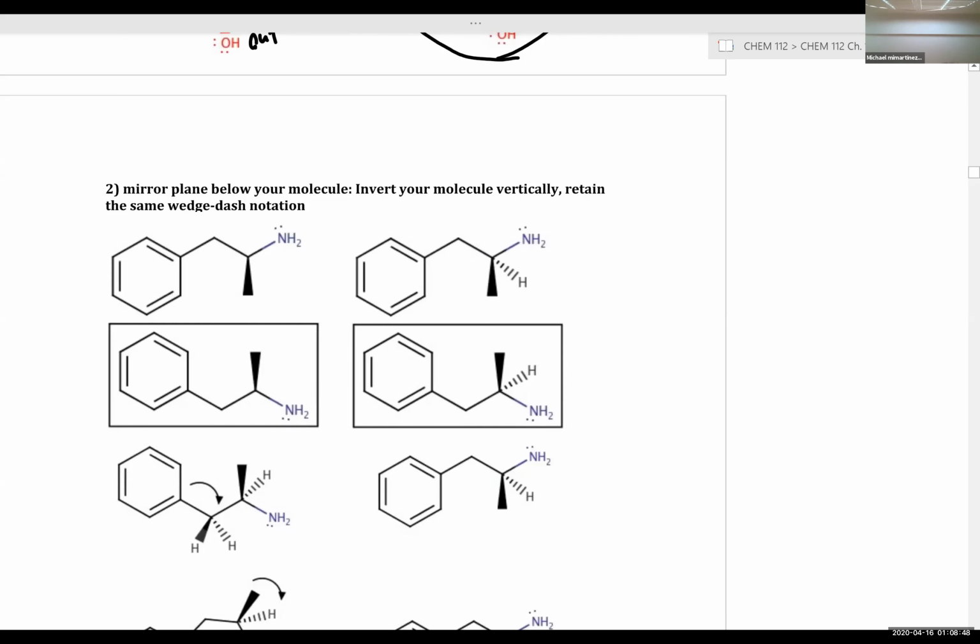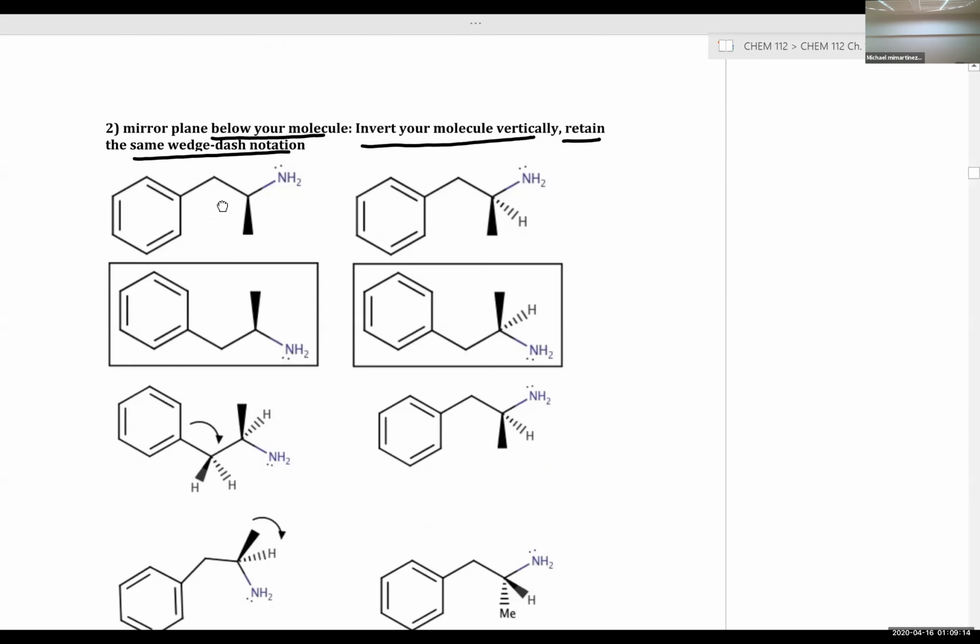So let's talk about the next method. If we have a mirror plane below our molecule, you're going to invert your molecule vertically, and you're going to retain the same dash wedge notation. Now this is really important. You're inverting your molecule vertically, and you keep the dash wedge notation exactly the same. So we're just flipping our entire molecule 180 degrees. Notice the wedge stays the same. We have flipped this stereocenter, but the wedge stays the same.